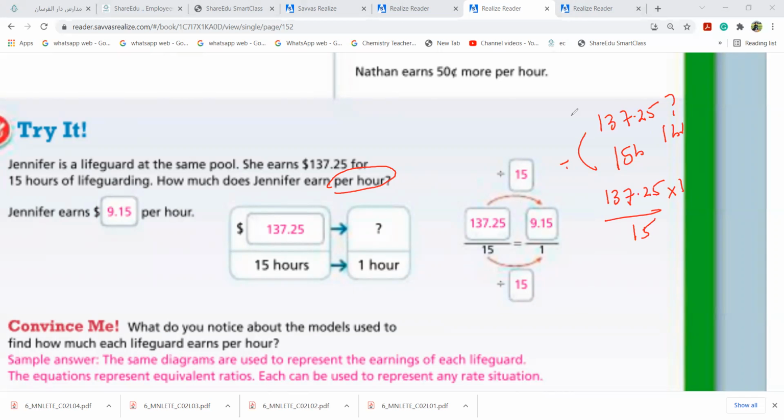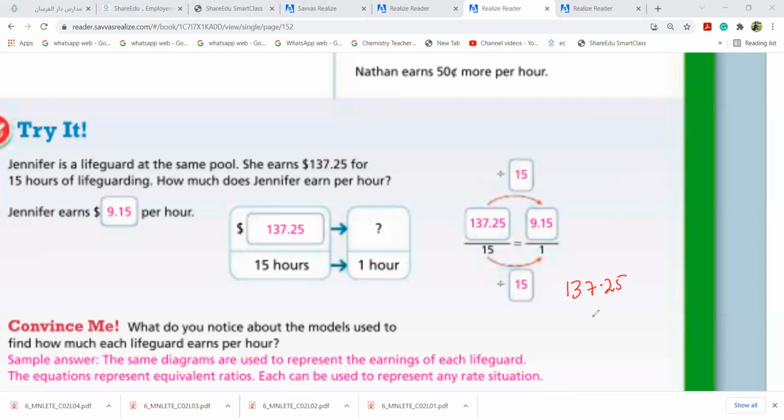But they didn't ask you, you will not just leave it like this. Did you understand? I have been teaching you this way from last year. See, 137.25 is for 15 hours. So for 1 hour, how much? So we divide by 15 and multiply. When you divide this by 15, what do you get? You get 9. Are you sure?